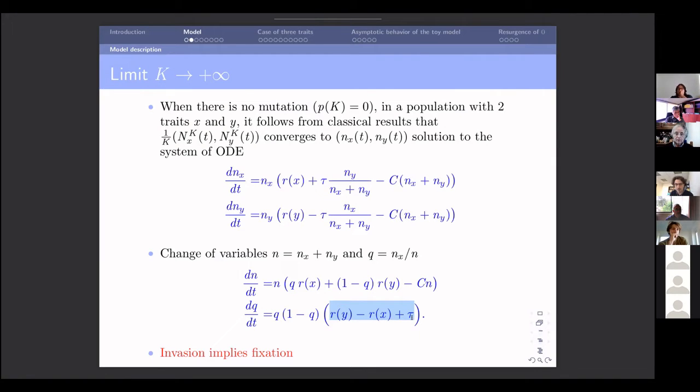Well, then if it invades, it fixates, which means that actually everybody is going to have the mutant trait, so Q is going to converge to 1. So from the mathematical technical point of view, this is the reason for the choice of frequency-dependent transfer rates, because then in this case, the dynamics is quite simple.